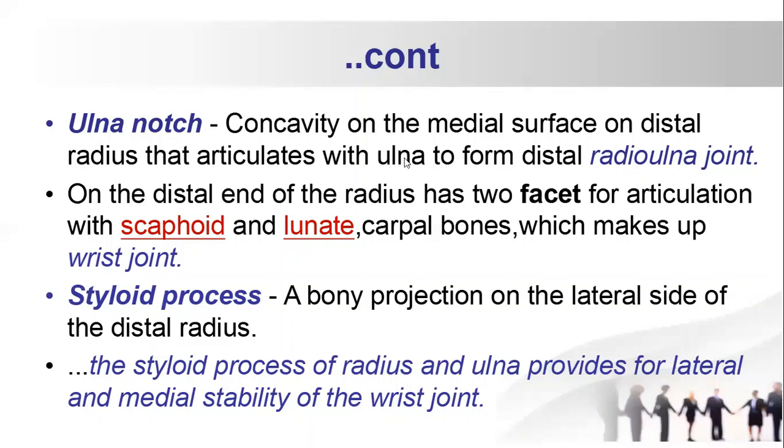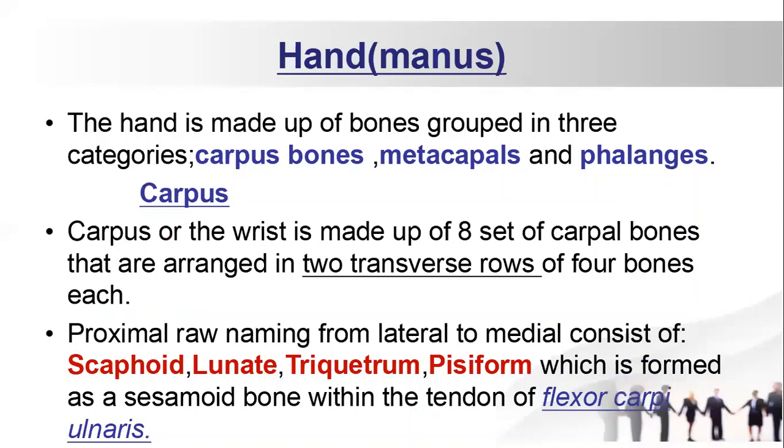We have finally the hand, which is the manus. The hand is made up of bones grouped in three categories: the carpus bones, metacarpals, and the phalanges. Starting from the carpus, or the wrist, it is made up of 8 carpal bones that are arranged in 2 transverse rows of 4 bones each.